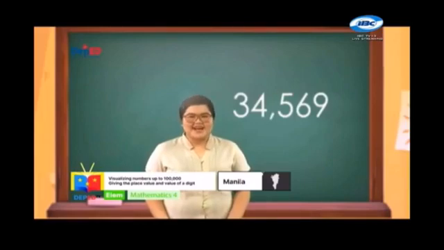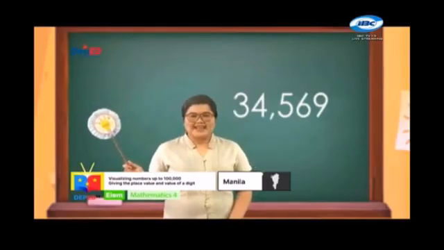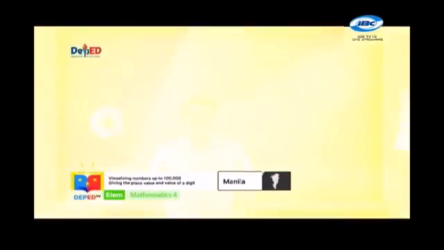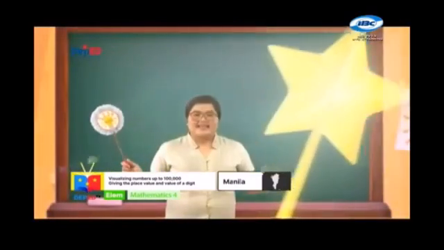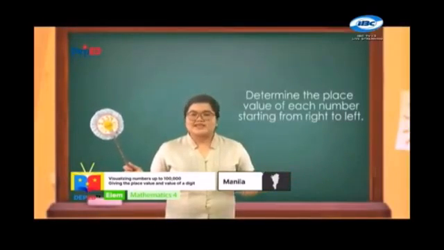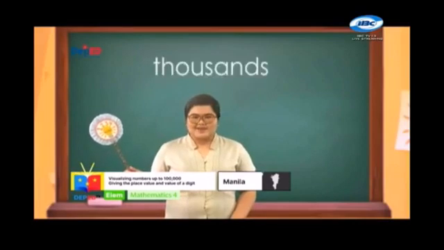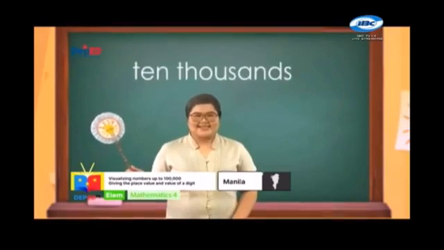Can you imagine how big 34,569 is? Let us visualize by using these 3 magic steps. Magic step number 1. Let us determine the place value of each number, starting from right to left. Place value is the position of every digit in a number. Ones, tens, hundreds, thousands, 10,000s.